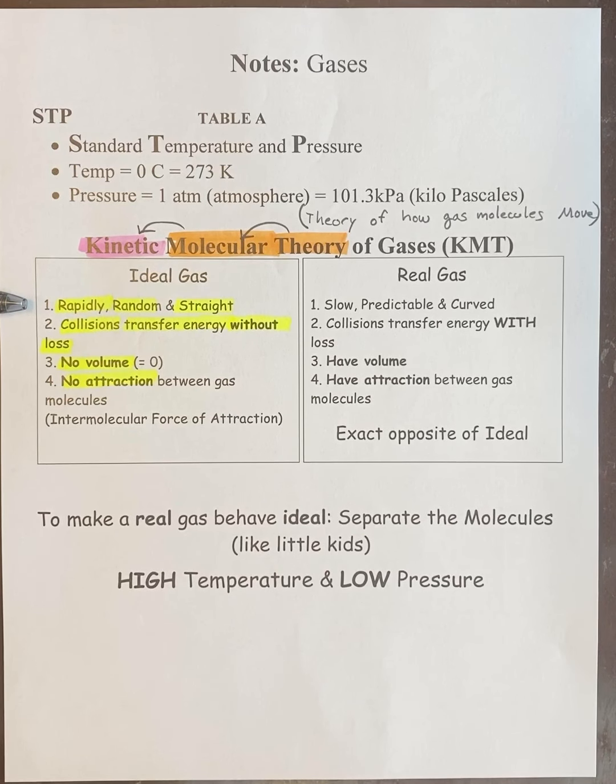So ideal gases, how do they move? They move rapid, random, and straight. So they're moving very quick. They're moving randomly. You can't predict which way they're going to go, but they're always moving in straight lines until they collide, and then they move in a different direction, but also in a straight line. When they collide, they transfer energy without loss.